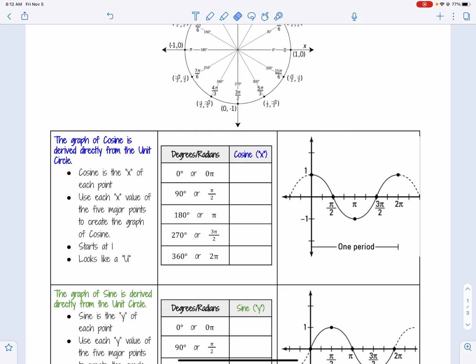So as I said, over here in your notes already preloaded, the graph of cosine is derived directly from the unit circle. Cosine is the x value of each point. We're going to use each x value of the five major points to create the graph of cosine. It starts at 1 and it looks like a U-shaped graph. So notice the graph looks kind of like a U-shape. That's what that means. All right, so cosine is the x value of each point.